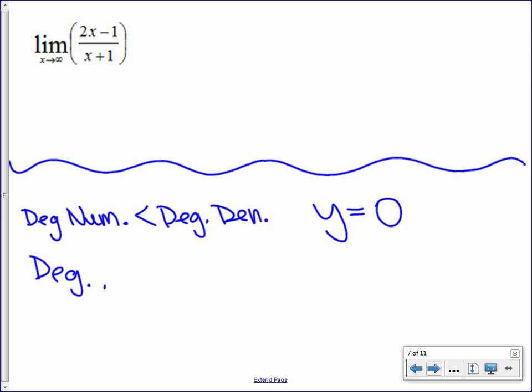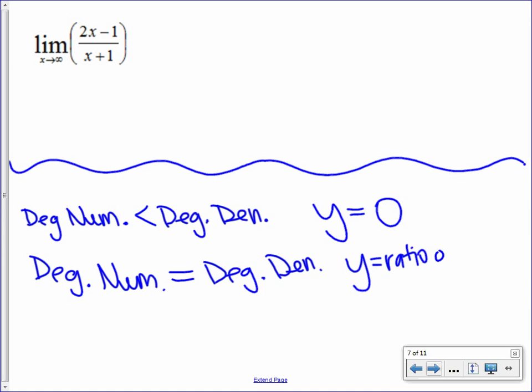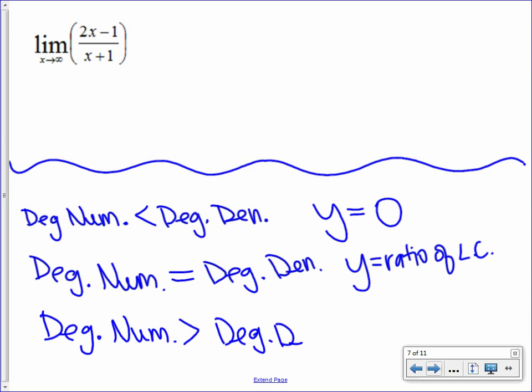If the degree of the numerator equals the degree of the denominator, you're going to take the ratio of the leading coefficients. And if the degree of the numerator is bigger, then we have a slant asymptote. Will we ever have other asymptotes here? There's a possibility.